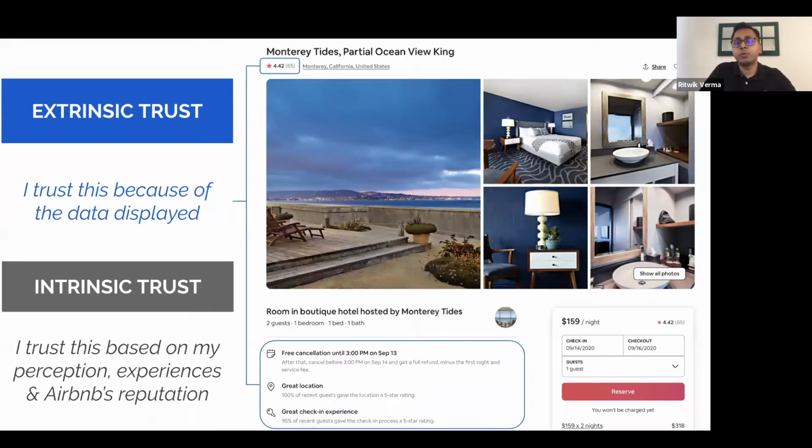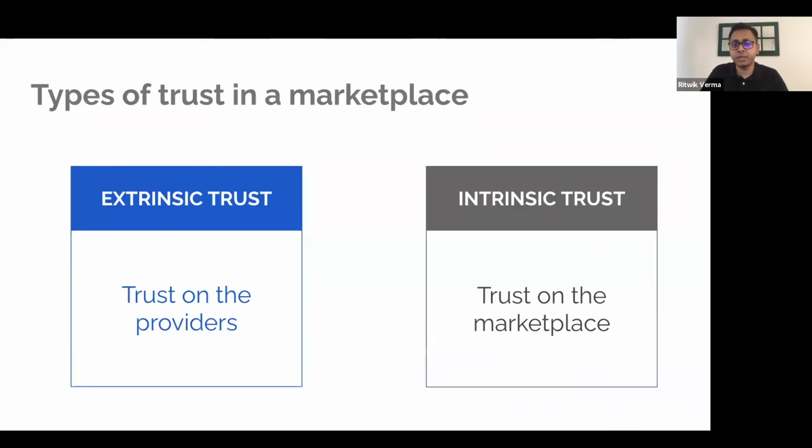In order to make a booking and understand whether I would like to stay here or not, both trust signals are important. What I think about Airbnb, what I think about the platform itself, and also what I think about this particular listing. So essentially, these two types of trust are nothing but trust on the providers, which is extrinsic trust, and trust on the marketplace, which is intrinsic trust. And most marketplaces need to solve for both the trust in order to make sure the buyers are satisfied and they have all the information they need before they book on the website.